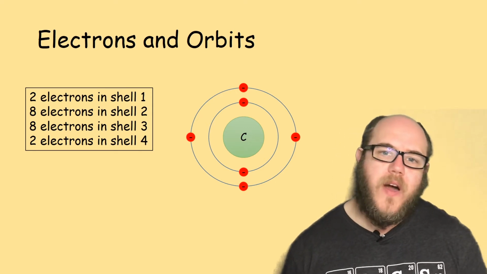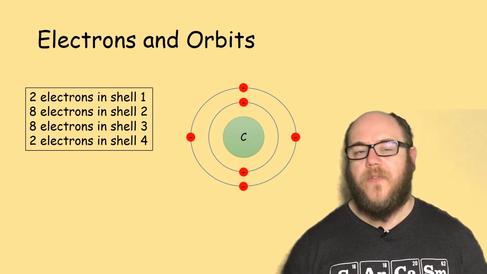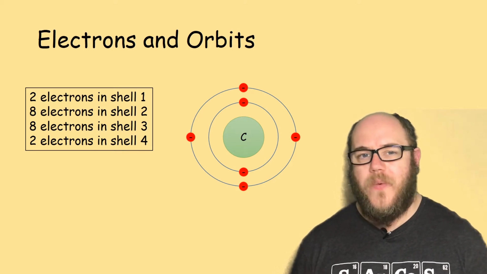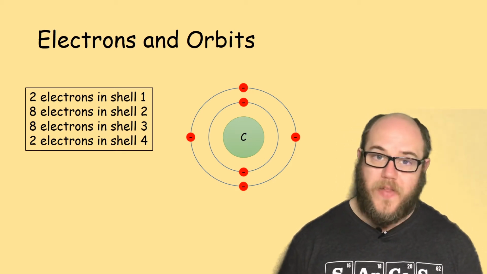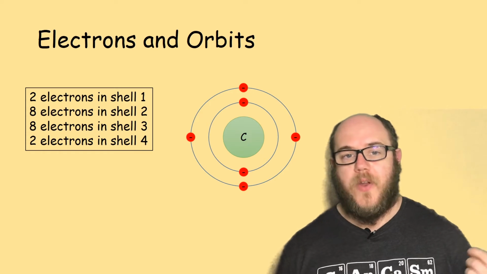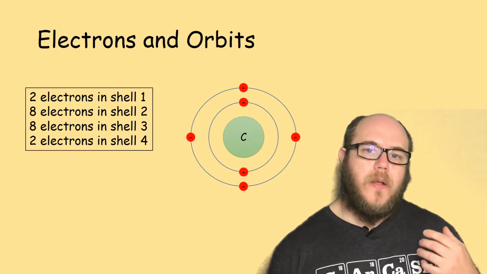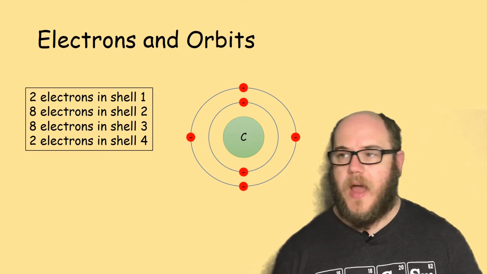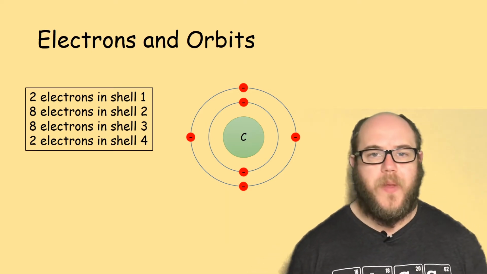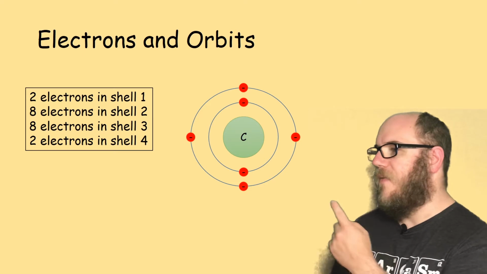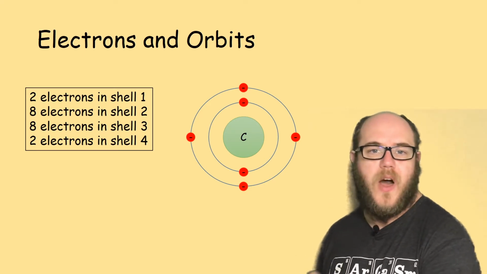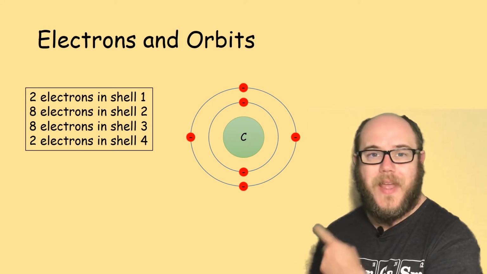Atoms are very uncomfortable having non-full shells, so it only takes a little bit of energy to either get rid of an electron or add an electron to make the shells full. So if we have a look at this carbon atom, currently it's got 4 electrons. Now this is a neutral carbon atom. In nature, it cannot exist.